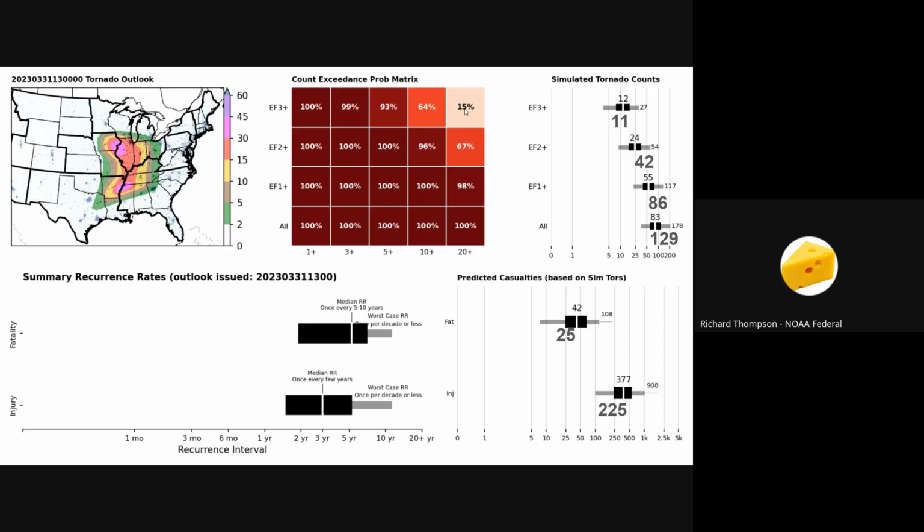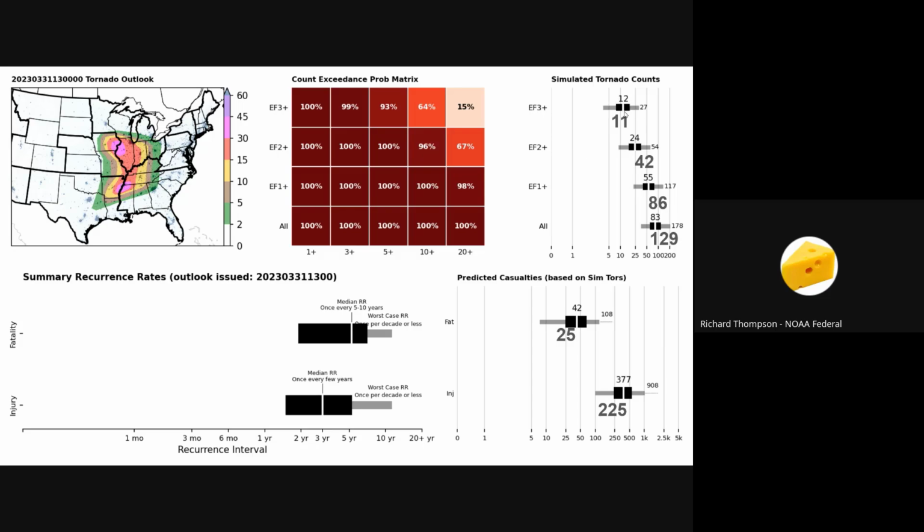If you go all the way to the upper right, this is the probability of 20 or more EF3-plus tornadoes. That's a terrible day. I mean, a huge number of intense tornadoes. And that's about a 1 in 7 chance, which is way, way, way above normal. So taking that forecast and all the simulations, we can do distributions of the tornadoes here in the upper right.